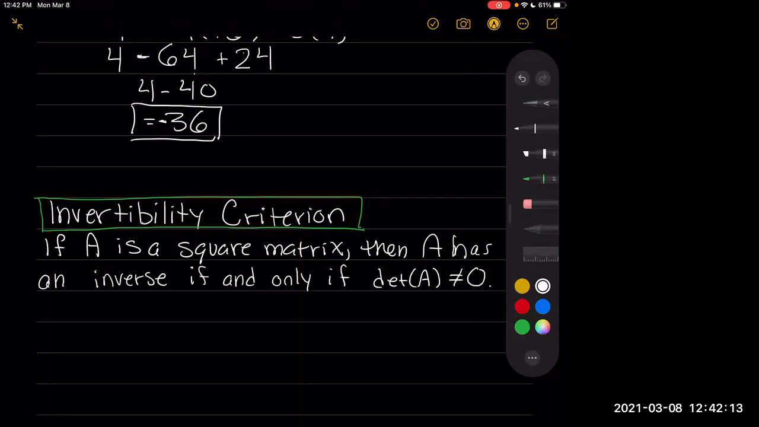This is very important. I'll be asking you guys on homework problems and very likely on the final if a matrix is invertible or not. And if it's a 2 by 2, I can ask you to find the inverse because I gave you that nice formula up above. But I might give you something like a 3 by 3 or a 4 by 4, and you'll need to find out if the determinant is 0 or not. And then you can tell me if it has an inverse. So this is very important. You guys need to remember this. And that's our last theorem for the class.